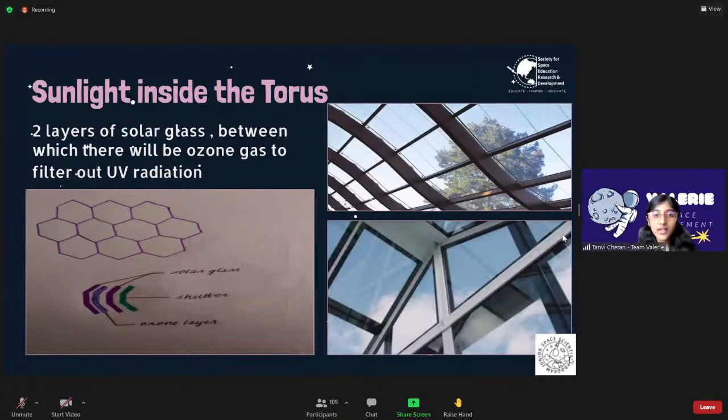So now let's talk about one of the other most important factors for life to exist, sunlight. In our settlement, the sides of the tori will be covered with solar glass, and there will be 2 layers of solar glass between which there will be ozone gas to filter out the UV radiation. Behind the solar glass, there will be shutters and blinders to simulate the day and night cycle.